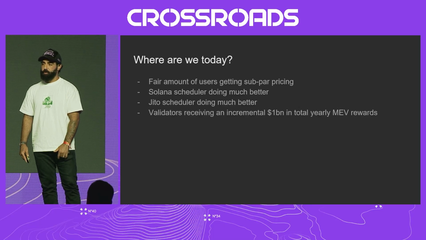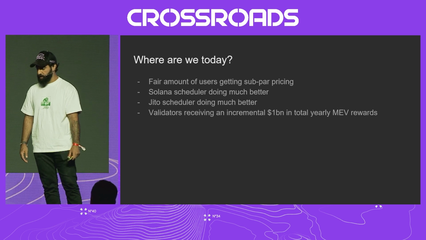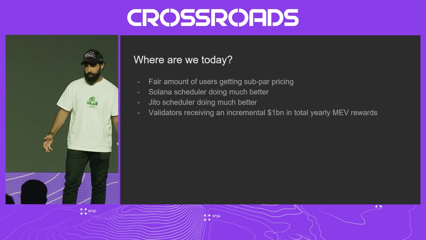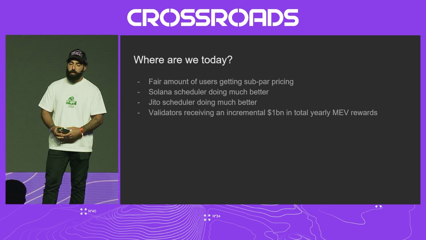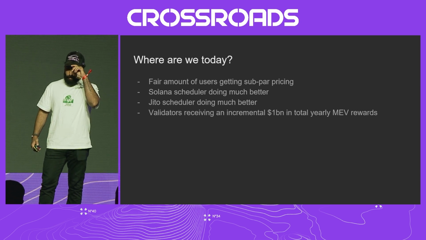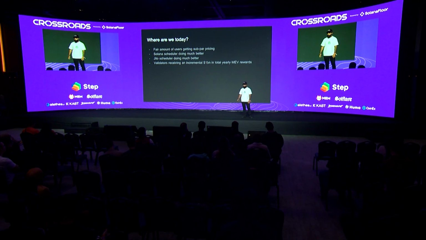The Solana scheduler is doing much better than it was once before. The Jito auction scheduler is doing much better than it was. It was really just software with a ton of bugs that eventually got resolved, and now things are looking much better. And like I said earlier, validators made $1 billion in the past year. They're on schedule to make that and more. If you look out 10 years, I believe this number is going to be 10 to 20x that. So all in all, net positive so far.